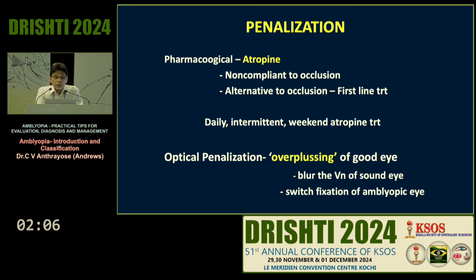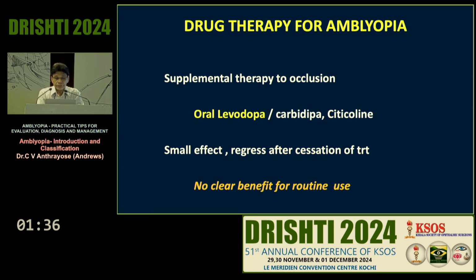If you cannot do occlusion, you can do a pharmacological occlusion like atropine. If the patient is non-compliant to occlusion, atropine is an alternative, and it can also be given as a first-line treatment. Atropine can be a daily administration, or intermittent or weekend atropine therapy can be given. Or you can give an overplussing lens: to the good eye you give a high plus lens so that it will suppress the good eye, and the vision of the sound eye will be blurred.